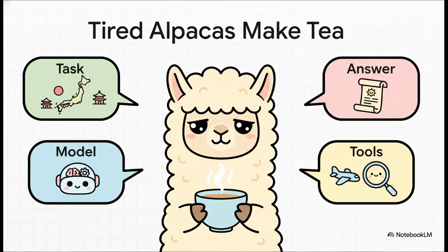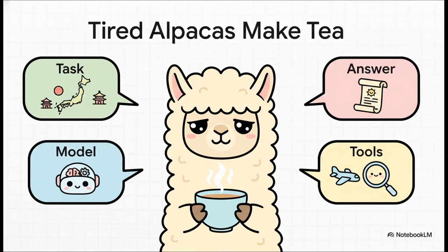All right, Section 3, anatomy of a single agent. Before we can build a massive, coordinated team of agents, we have to perfect the individual unit, right? So here is your second memory trick for the day. Tired alpacas make tea. This breaks down the 4 essential components every single agent needs to function: task, answer, model, and tools. Let's say we're building a travel planner agent.